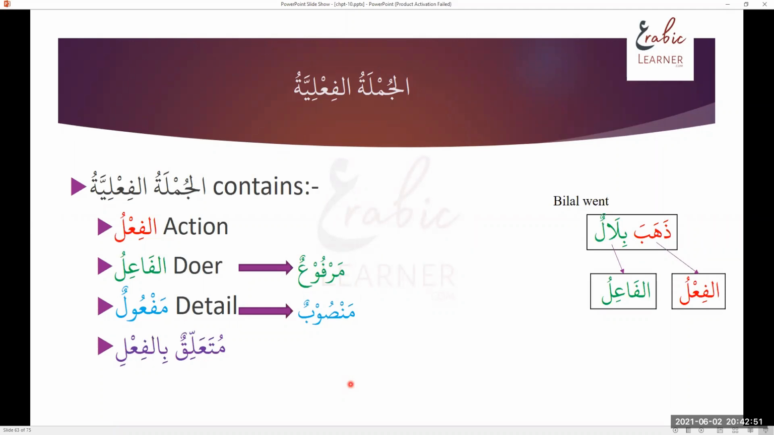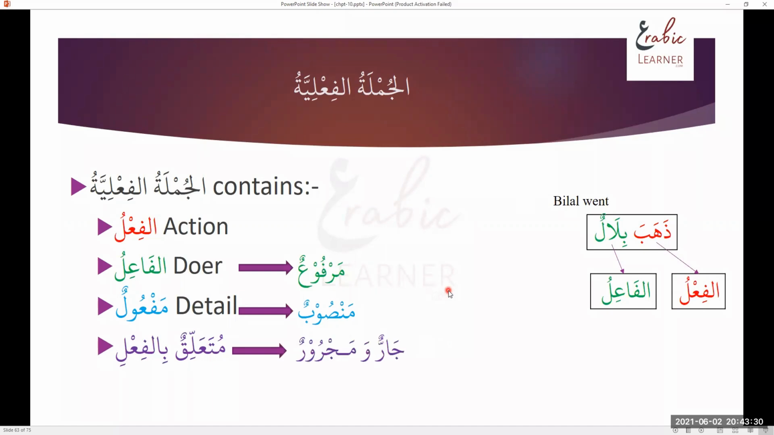Mutalliq bil Khabar, not Mutalliq bil Fi'l. I'm talking about Mutalliq bil Khabar, which was in Jumla Ismiyah. Shibhu Jumla. Yes, that is the correct answer. And what is Shibhu Jumla? Jar Majroor and Zarf. The moment you say Mutalliq bil Khabar, it is either Jar Majroor or Zarf. Okay, that is Mutalliq bil Khabar.